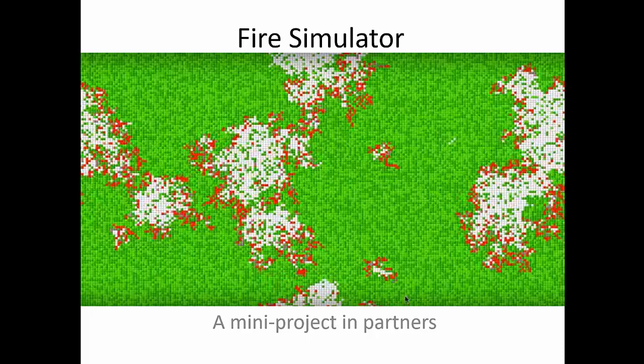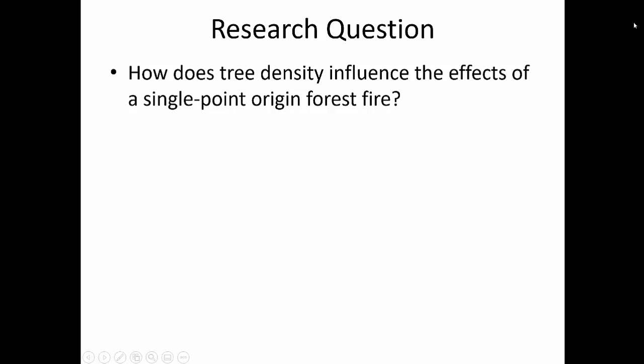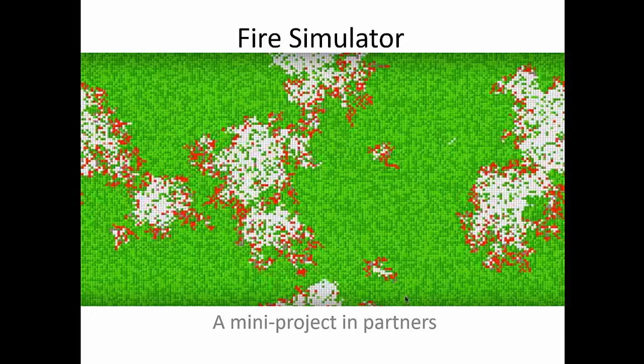You're going to be creating a Monte Carlo study of the effects of forest tree density on forest fire spread. And this is a screenshot from the GUI part of the project framework I'm going to give you. Your eventual research goal is answering this question: how does tree density influence the effects of a single point origin forest fire? And your eventual goal is not to produce a beautiful picture of fire spreading across trees.